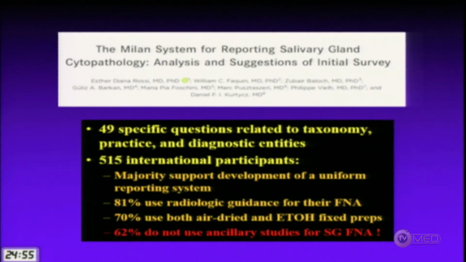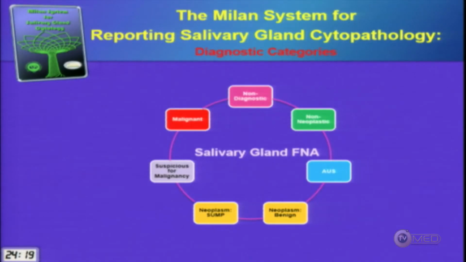And with regard to ancillary studies, it was very disappointing. 62% of respondents do not use ancillary studies for salivary gland FNA. You know, that's fine. The Milan system is set up so that you do not need to make a specific diagnosis. However, if you want to go as far as you can and try to make a specific diagnosis, in many cases you probably will need to try to use ancillary studies. And we'll come back to that in a few minutes.